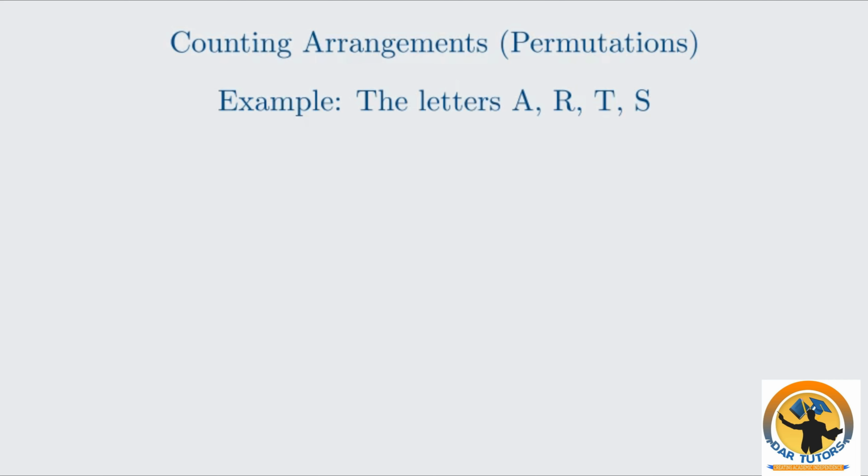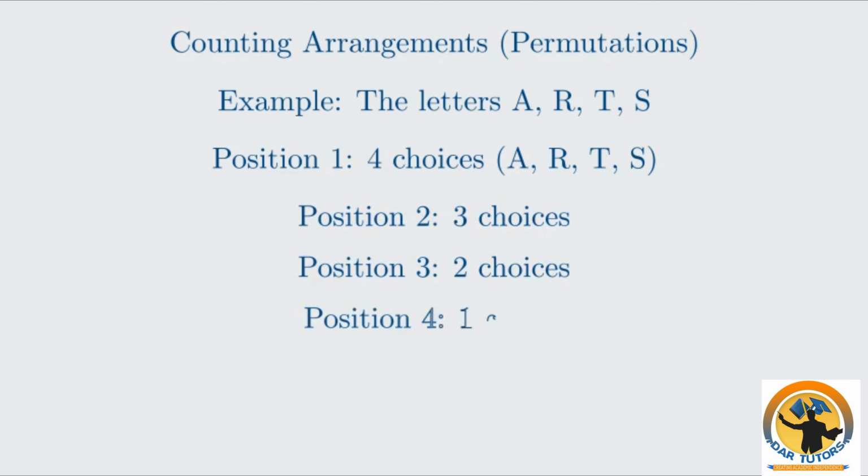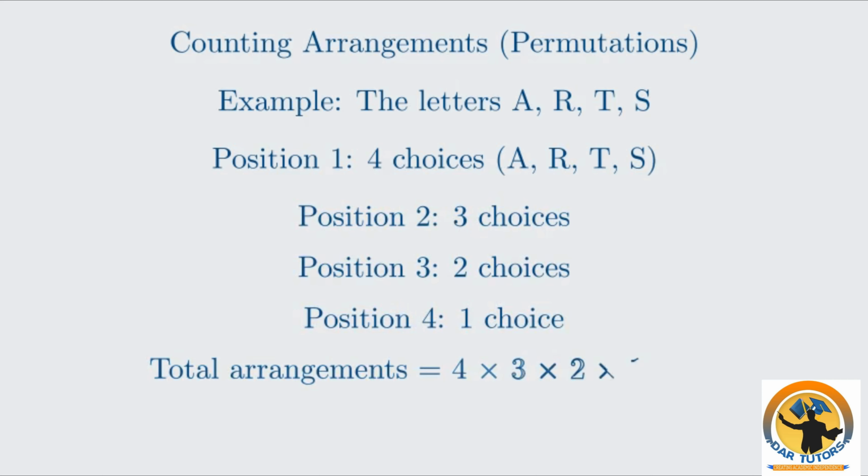Let's use the product principle. For the first position, we have 4 choices. Once we've placed the letter, we only have 3 choices left for the second position, then 2 choices for the third, and finally only 1 choice for the last position. Multiplying these together, we get 4 times 3 times 2 times 1, which equals 24. There are 24 different ways to arrange the letters arts.